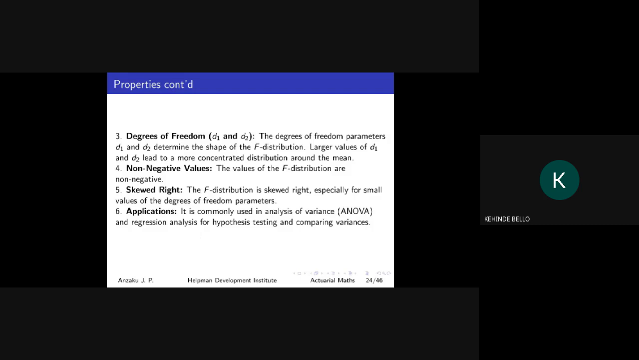What do they call it now? We have independent variables and dependent variables: one dependent variable and one or more independent variables. Remember the regression analysis, then we can also use the F distribution.